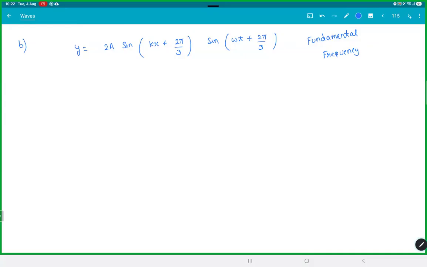It's just like SHM. If your particle is starting from mean position, then the SHM equation is A sine omega t. If you're starting from extreme position, then the SHM equation is A cos omega t. If you're starting at a different position, then it will be A sine omega t plus phi. The same way, a stationary wave depends on where you're taking origin and what time, where you're starting from. Your equation changes.